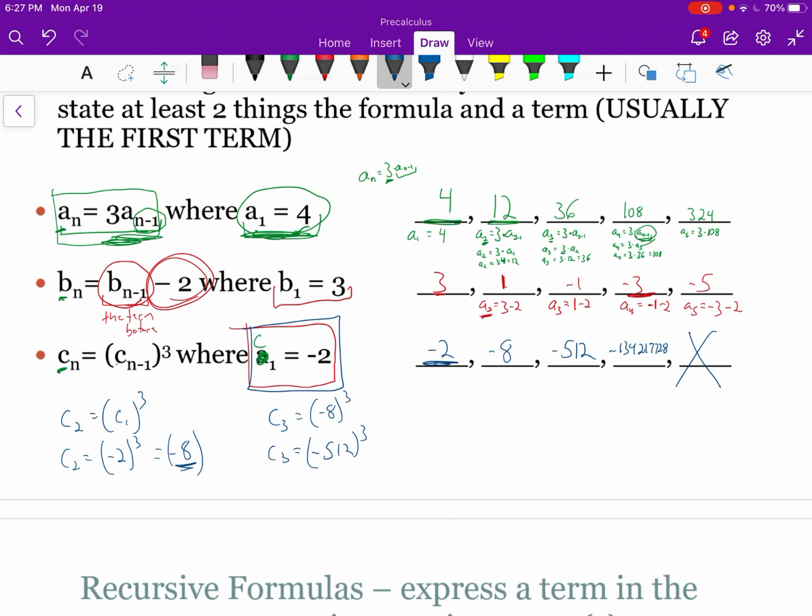But those are using recursive formulas, and once again, in order to write a recursive formula, you need the formula and a term, usually the first term. Notice how all these gave us the first term.